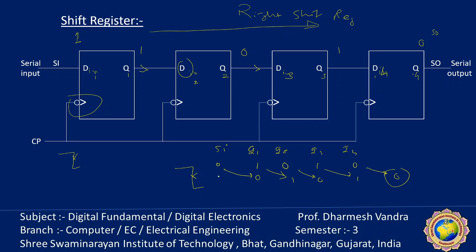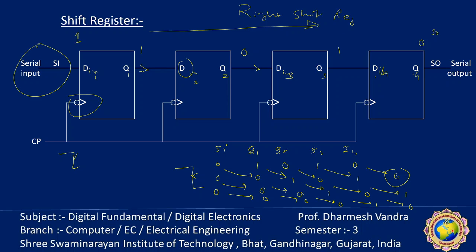So at that time suppose this 0 is here. So 0, next time 0, 0, 1, 0 and output is 1. Similarly, suppose again the serial input is constant at 0. So 0, 0, 0, 1 and 0. So we can say that my data is moving towards the right hand side.